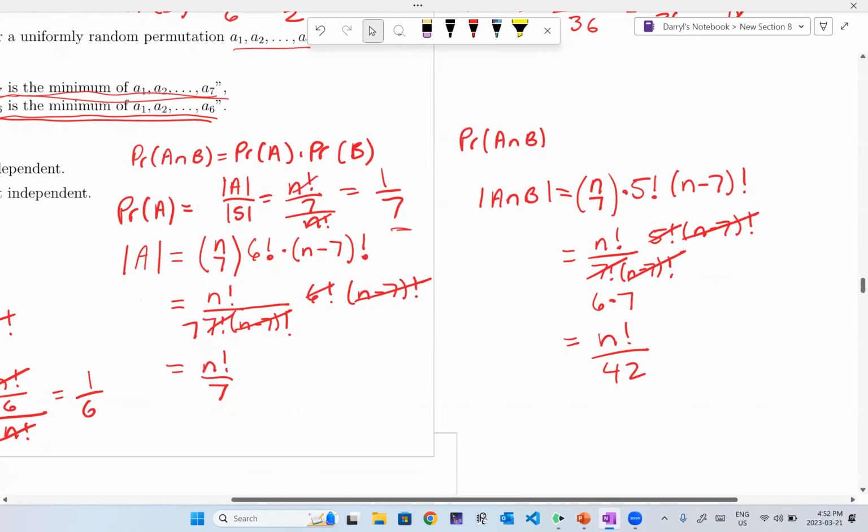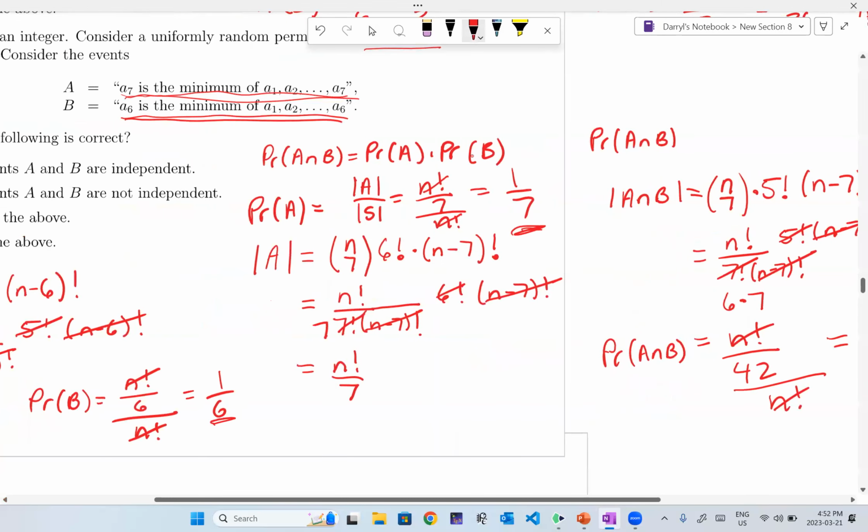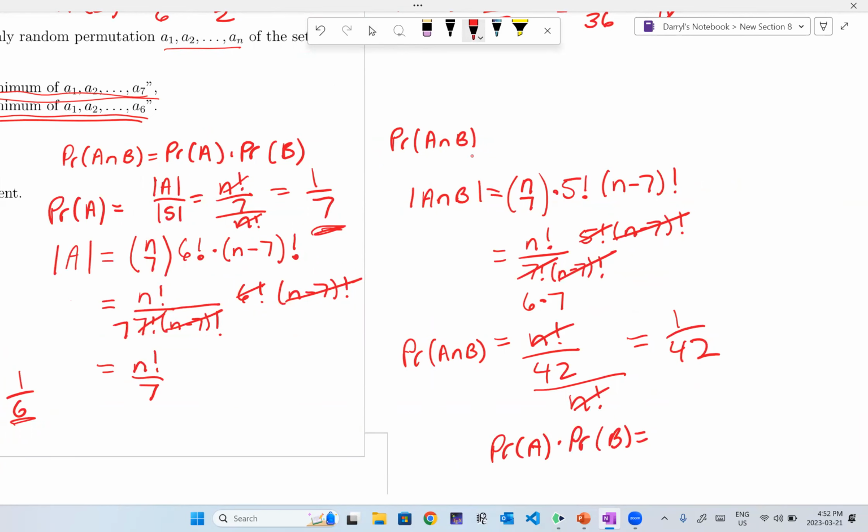Then probability of A intersect B, of course, equals this over the size of the sample space, which is n factorial. And this is 1 over 42. And probability of A is 1 over 7. Probability of B is 1 over 6. So the probability of A times the probability of B equals 1 over 6 times 1 over 7, equals 1/42. So yes, these are independent events.